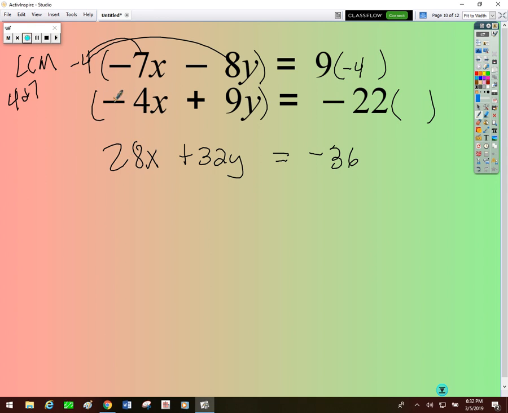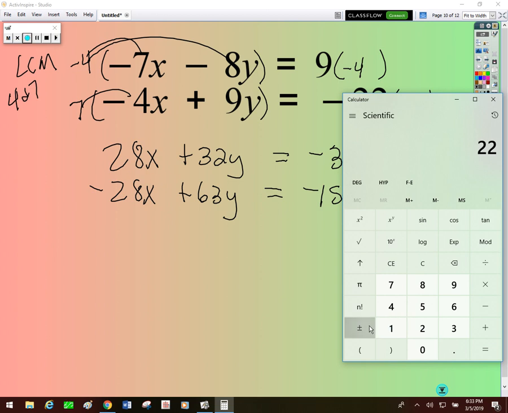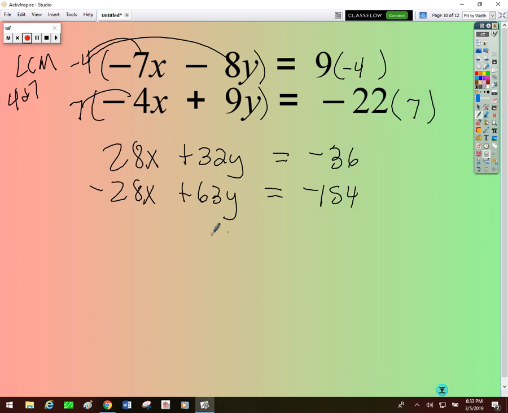So now let's turn this bottom one. We want to leave this negative because we need one to be the opposite. So all I'm going to do here is multiply times 7. Okay, so all I did, if you'll see, I just did the opposites, right? All right, so 7 times negative 4 is negative 28x. 7 times 9y is 63y. And then we're going to multiply by 7 here. 7 times negative 22, I think, is negative 154. But just to be safe, I'm going to check it. Okay, so we're good.